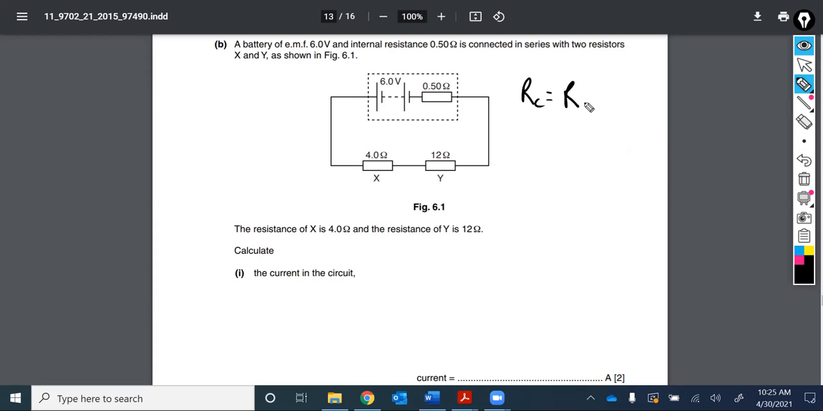So we'll sum it like Rx plus Ry plus lowercase r. That's the symbol we use for internal resistance, right? So that's all the resistance in this circuit. Go ahead and take out a calculator and let me know what is 12 plus 4 plus 1/2. Yeah, that's right. I just did that mentally. I didn't even use my calculator.